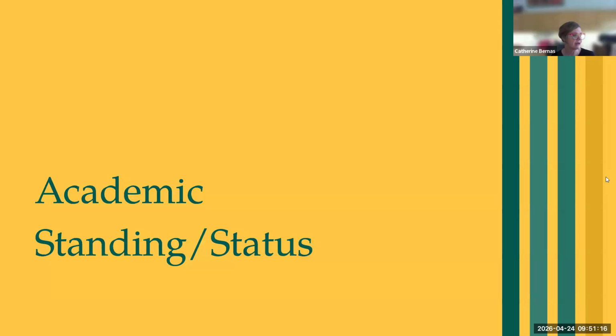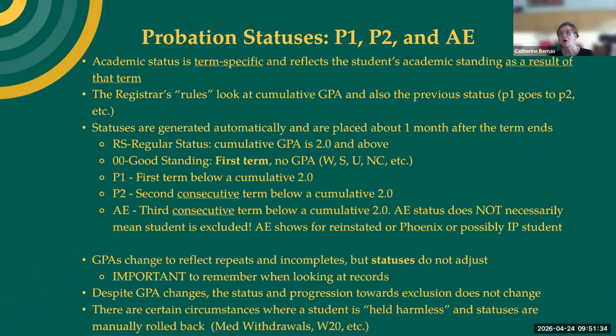So now we're going to talk a little deeper about that academic status or that academic standing. They're used interchangeably, but this is a really key data point to talk about and try to understand when it comes to working with probation students. So academic statuses are, we kind of use a shorthand, P1, P2, AE. These are the key statuses that get applied to a student's record at the end of the term. They are term specific, and they reflect the student's academic standing as a result of that term.